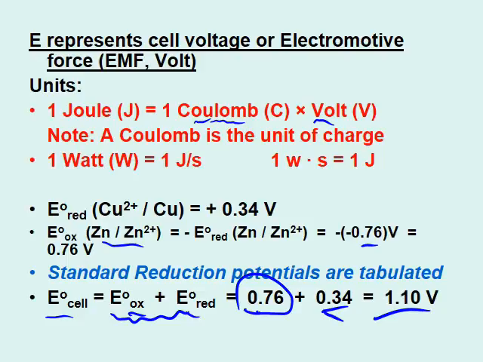So basically you need to have a half cell value which undergoes oxidation, and the other half cell value which undergoes the reduction process.